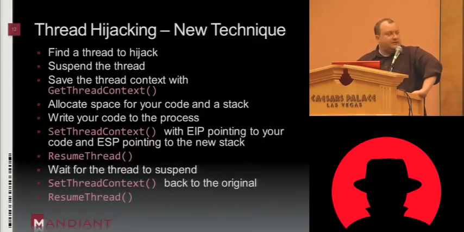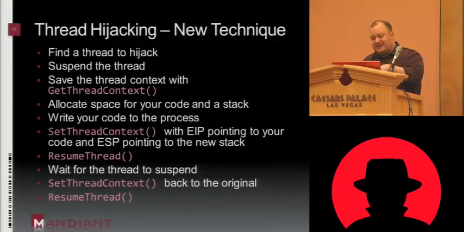What I do is I find a thread that I want to hijack, which would typically be the main thread of a process. So if I find services.exe, well, that one's going to be kind of dangerous, but I would find maybe explorer.exe. We suspend the main thread. I do a GetThreadContext to save off all the register context. Then I allocate space for my new code. And the key difference here is I also allocate a new stack.